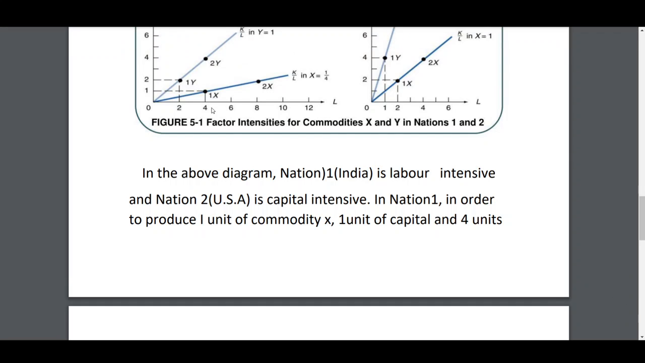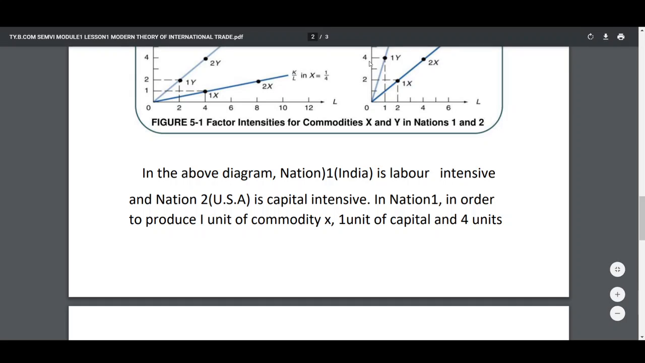So we can say that nation 1 is labor intensive, and they use labor intensive methods and produce more labor intensive commodity. And nation 2 is capital intensive because capital is more in that country. So they produce more capital intensive commodity. So this is the explanation of factor intensity.